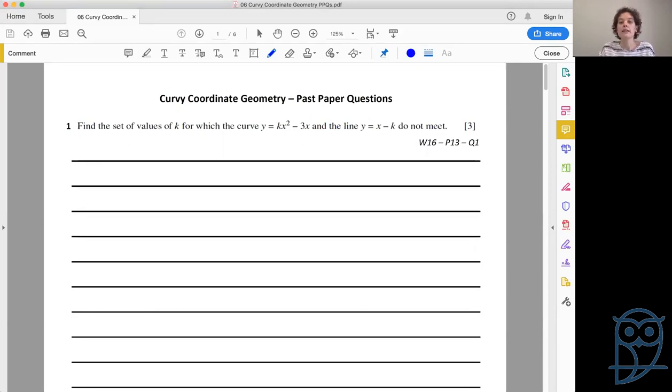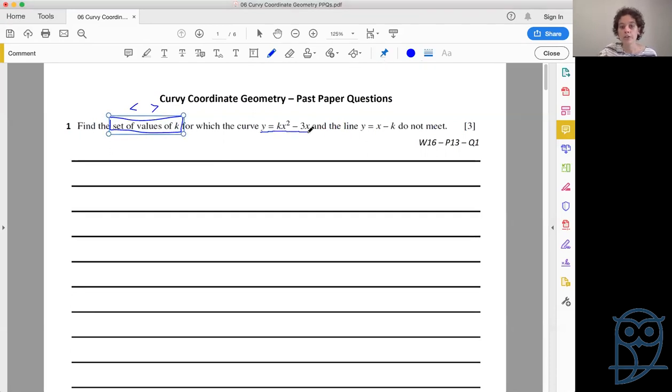Question 1 in your paper is generally a small mark. But remember to not get tricked by the small mark questions. Just because they're small marks doesn't mean you don't need to think. You still need to take just as much care with these questions. So things to note: set of values of k. That's indicating we're going to have inequalities involved. A value of k would mean we're going to have an equals involved.